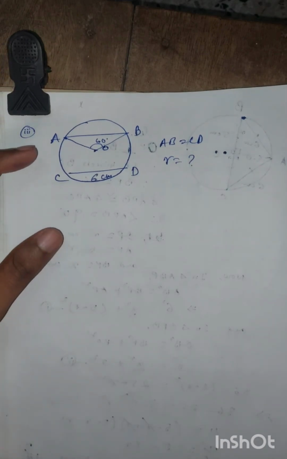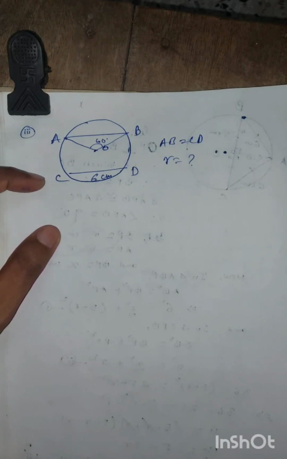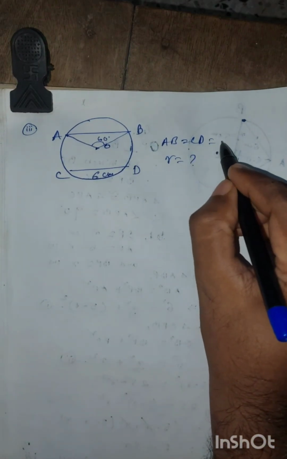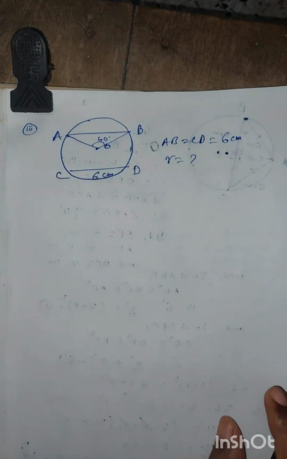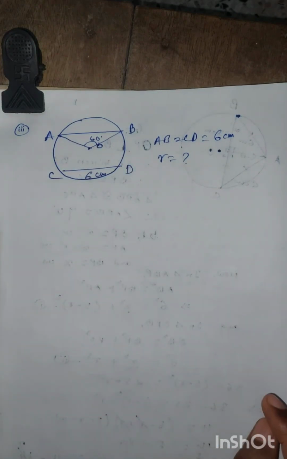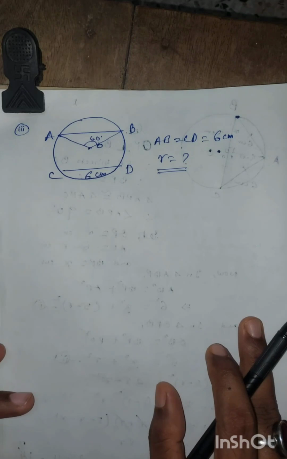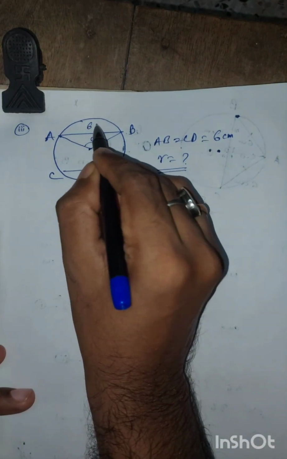Question number 3 says, we have a circle with center O and two chords AB and CD are equal in length, which is equal to 6 centimeter, and angle AOB is 60 degree. Now we need to find out R, the radius. So the AB is 6 centimeter.